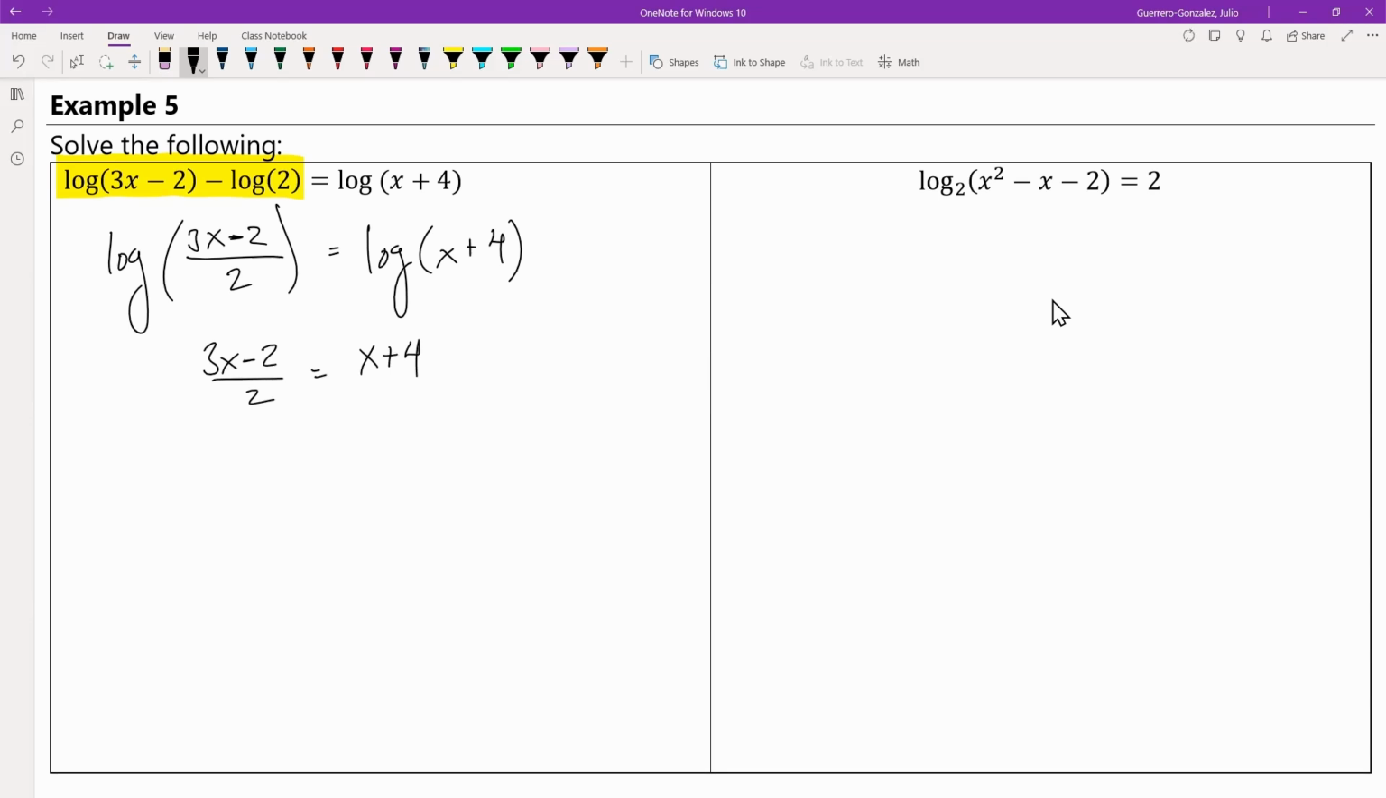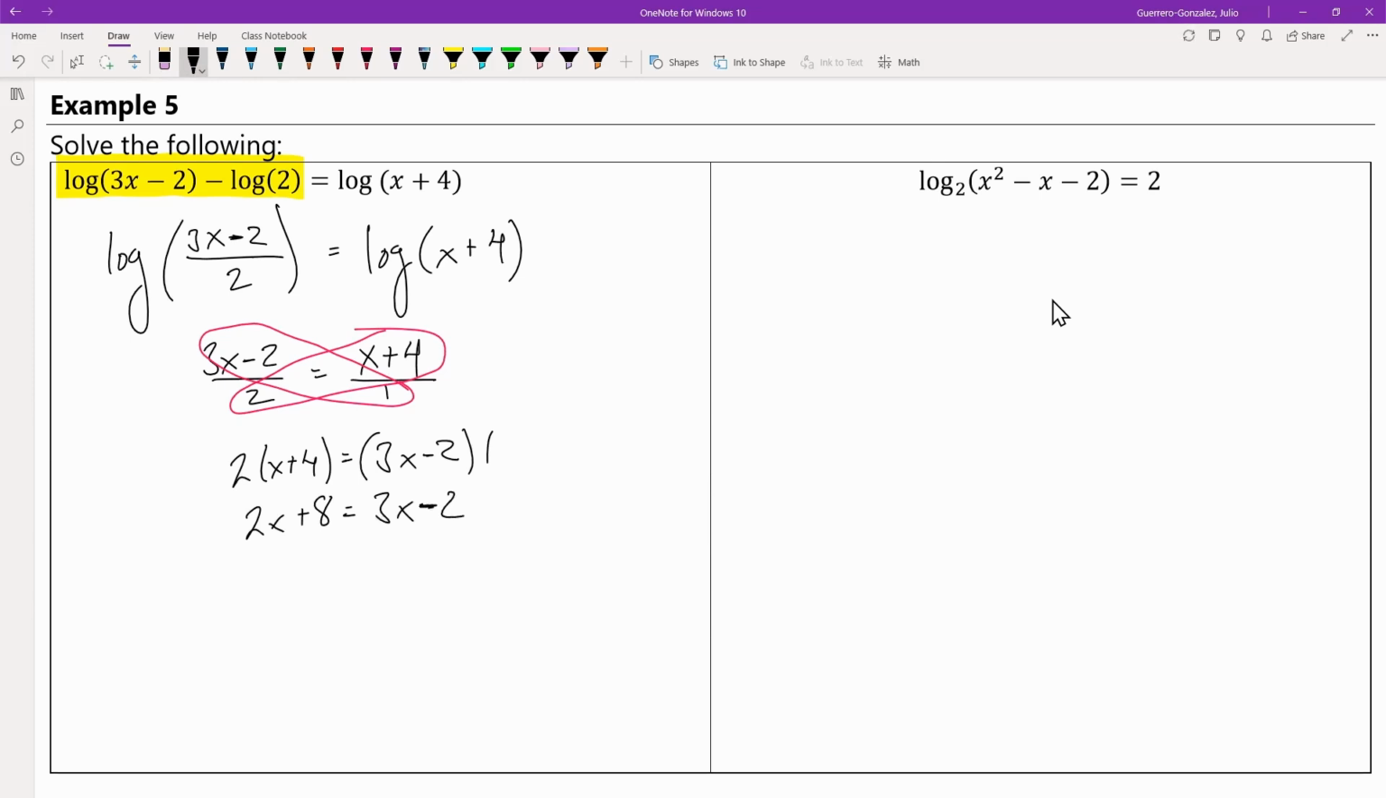If you remember, I can make x plus 4 over 1, so I can cross multiply. So this times this has got to be equal to this times this. 2 times (x plus 4) is equal to (3x minus 2) times 1. 2x plus 8 is equal to 3x minus 2. Minus 3x, minus 3x, minus 8, minus 8. So this is going to be minus x is equal to minus 10. x is equal to 10. And we are done. Bam.